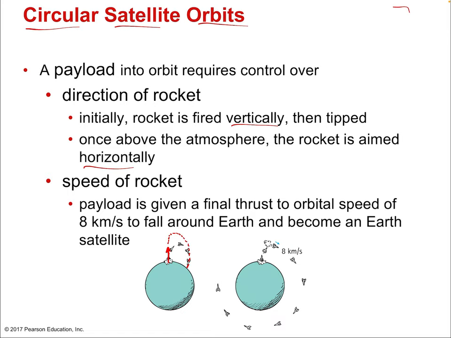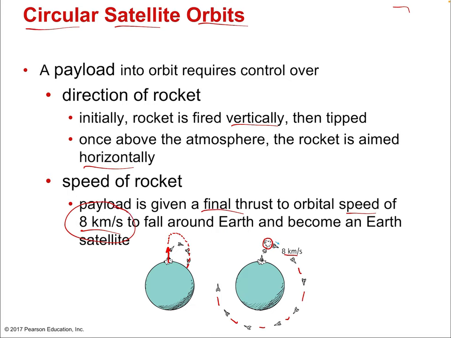it would just go straight up and then kind of curve back down and crash into Earth again, right? But if you have it go up, let it tip, and then fire a second rocket, then you can give it that velocity so that it doesn't just fall right back down and crash into Earth. It still falls, but it falls in such a way that it never crashes into Earth. But it's still free fall, which is pretty amazing. That's all satellites are, just very fast moving projectiles. So the payload is given a final thrust, once above the atmosphere, to orbital speed of 8 kilometers per second, and now it falls around the Earth.